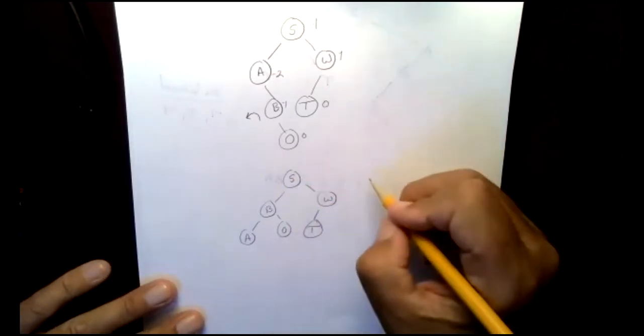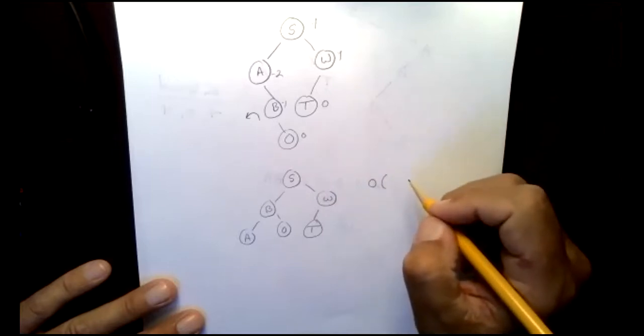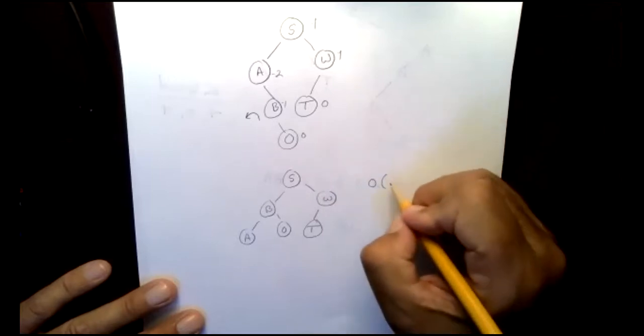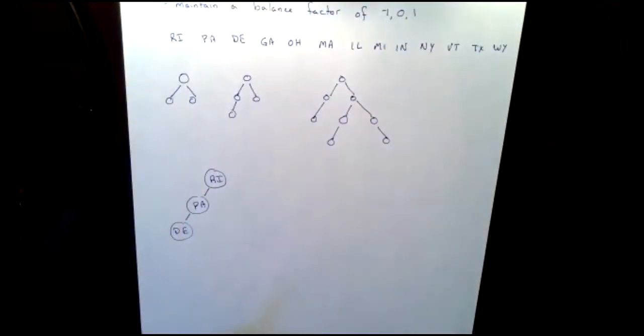And I bring in my search time of, what is it for this one? Does anybody know? O sub. Log base 2 n. Yeah, log base 2 of n. Because I take the power of 2, and each one I keep adding a power of 2 and going down. Okay, so the book has an example. Let's see what's going on with the book's example.